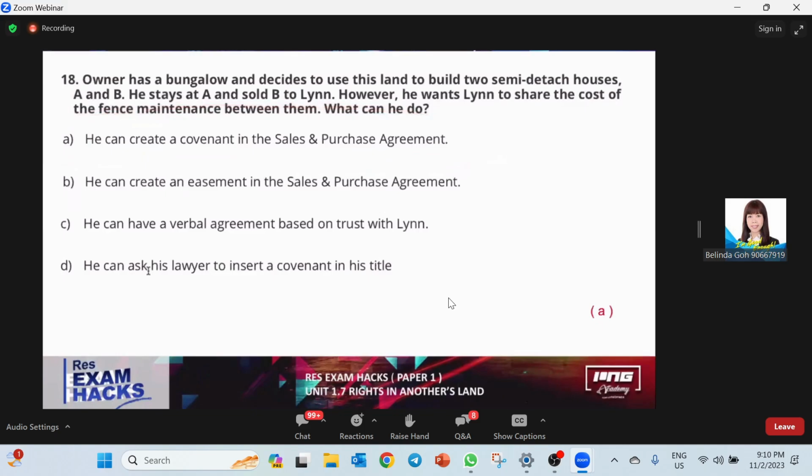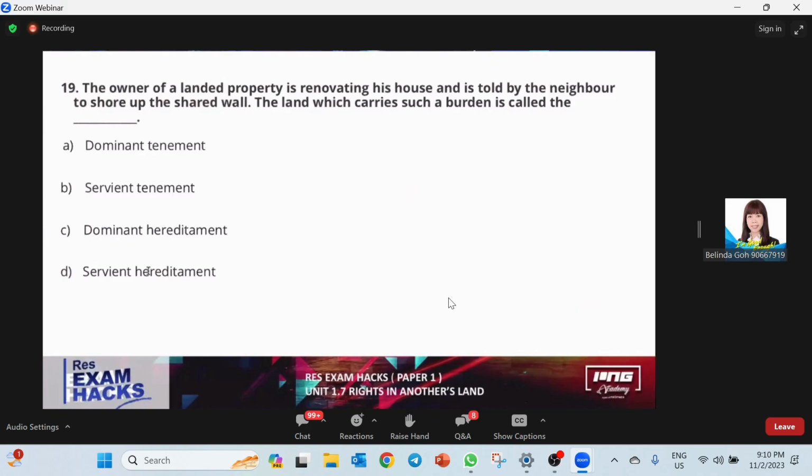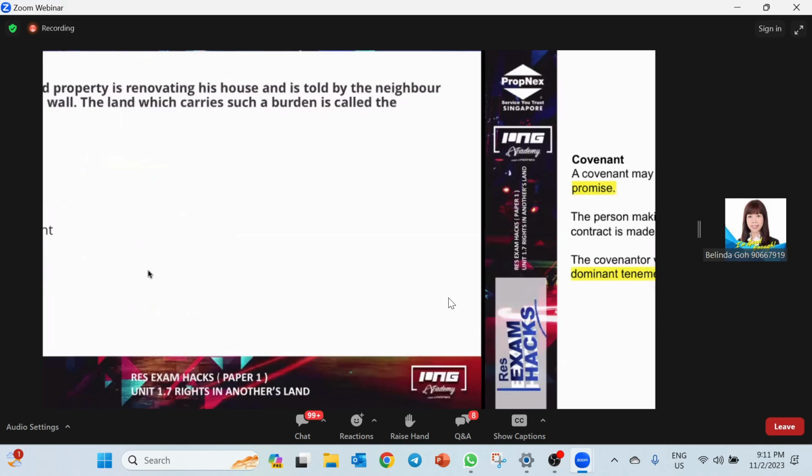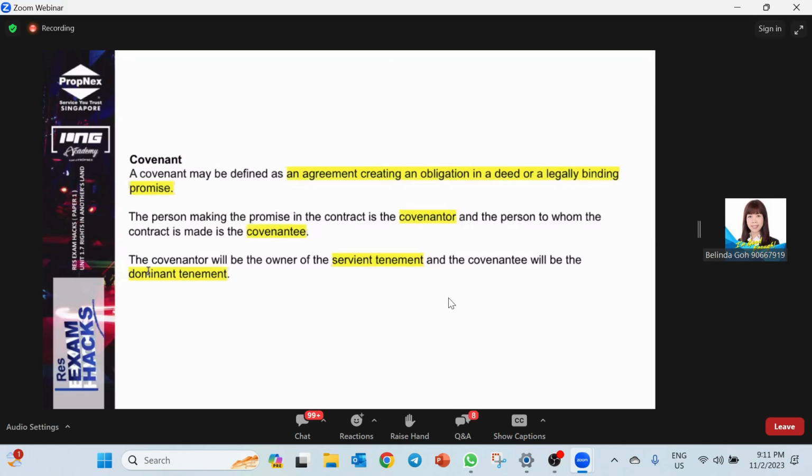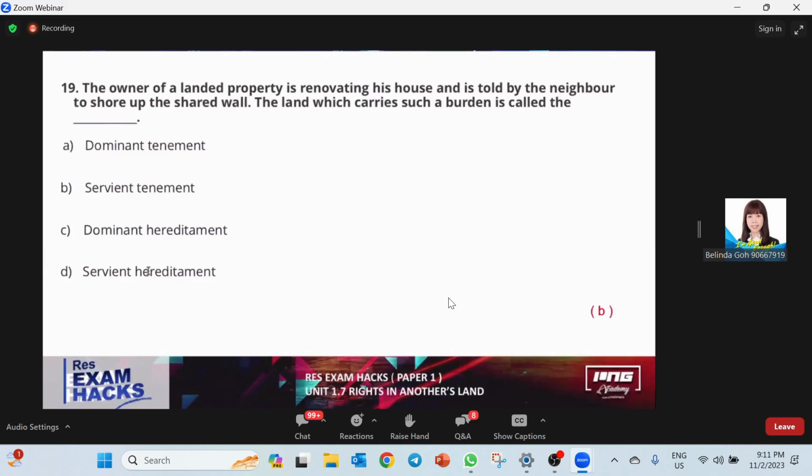Right. Now question 19. The owner of a landed property is renovating his house and is told by the neighbor to shore up the shared wall. The land which carries such a burden is called the... between B and D, these two, which one is the right one? Let's read carefully and you decide again, make yourself clear which one is the right answer. Based on this note, which is the right answer? The answer is servient tenement.